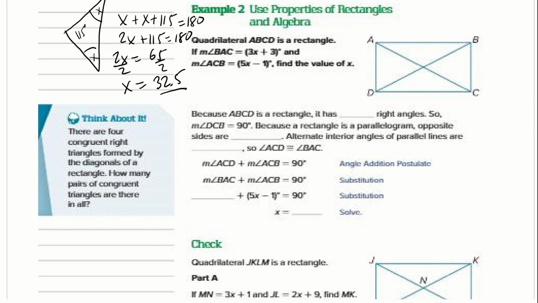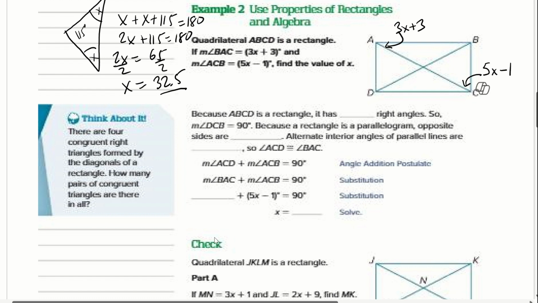Use properties of rectangles and algebra. So we got here quadrilateral ABCD is a rectangle. Measure of angle BAC equals 3x plus 3. So we get BAC. This right here is 3x plus 3. And then we get ACB. This is 5x minus 1.